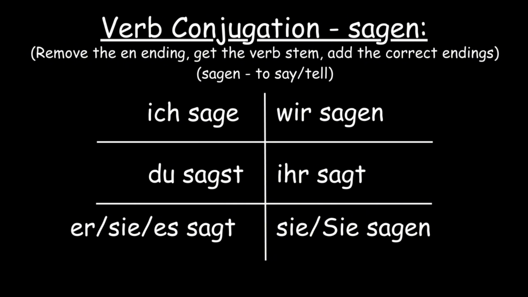Take the verb sagen. Ich sage. Du sagst. Er, sie, es sagt. Wir sagen. Ihr sagt. Sie sagen. This is how verbs get conjugated in the German present. However, there are some spelling rules for regular verbs that improve pronunciation, and they must be known.